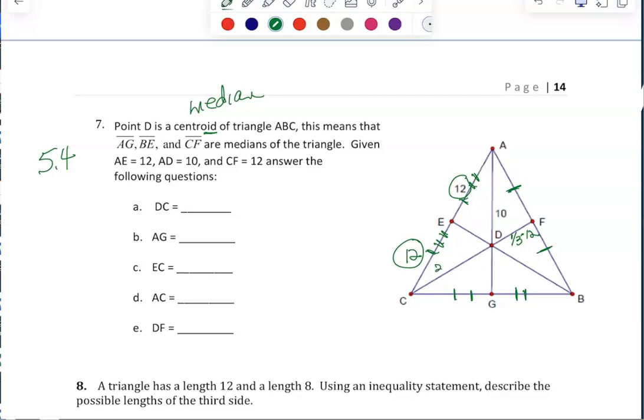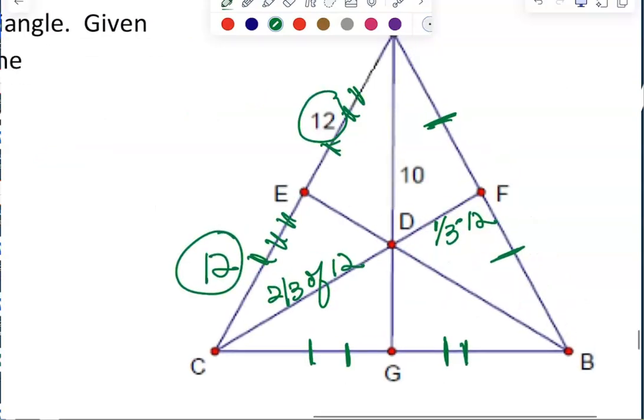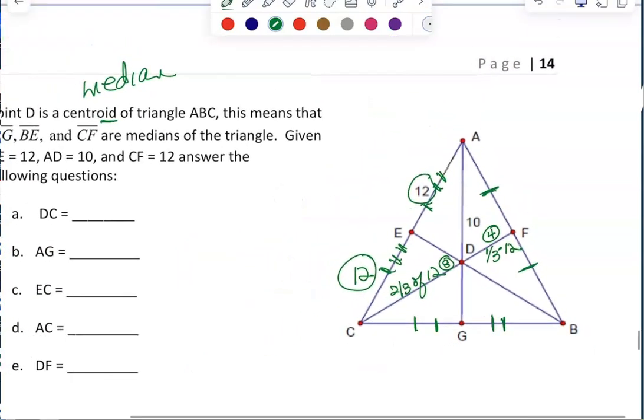CD is 2/3 of 12. Okay, if you get 1/3 of 12 and you recognize that that is going to be 4, so this is 4, then in order to get to 12, this must be 8. The other thing you should notice is that 2 times DF gives me DC. Okay, so that's good to know.